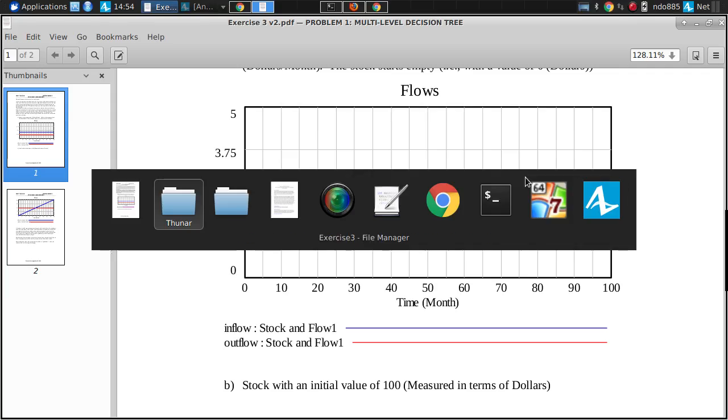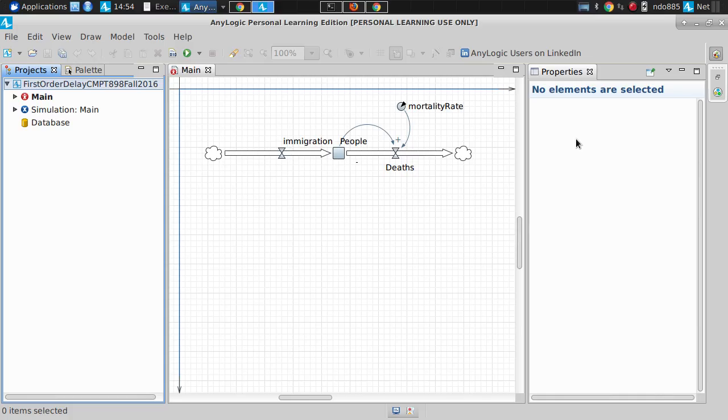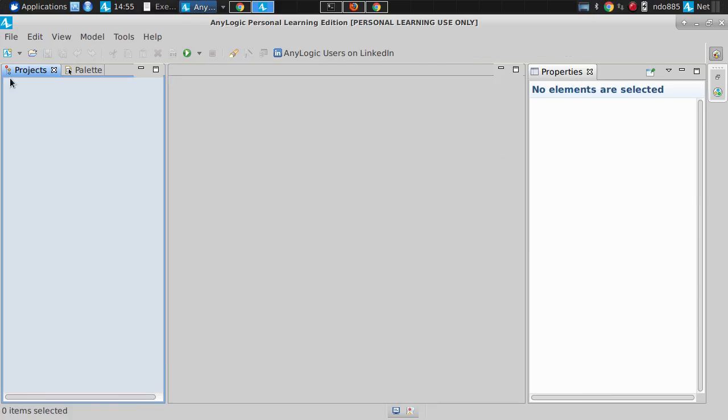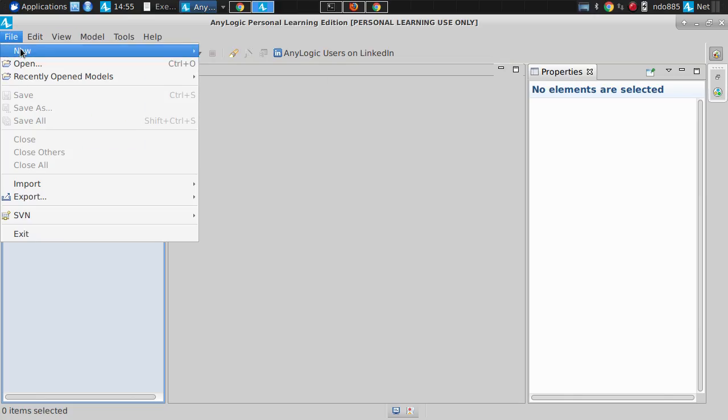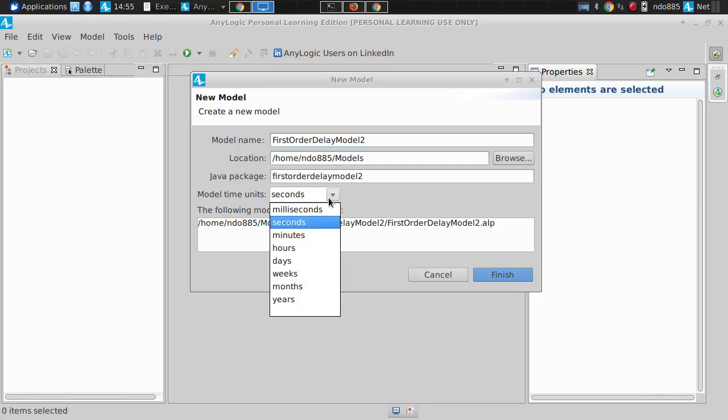Okay, so let's go over to AnyLogic. Ladies and gentlemen, I would like you to call up a new model. Okay. So we can close this one out. And we are going to create, once again, a first order delay. So this is going to be first order delay model 2, and the time units of this model are going to be days.